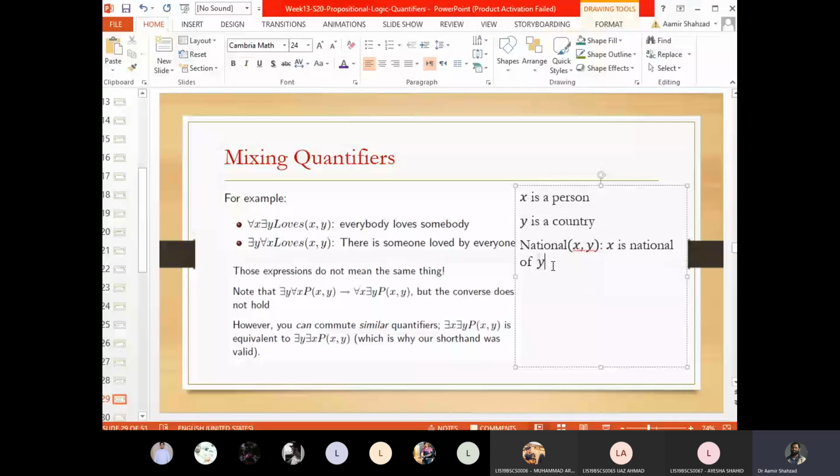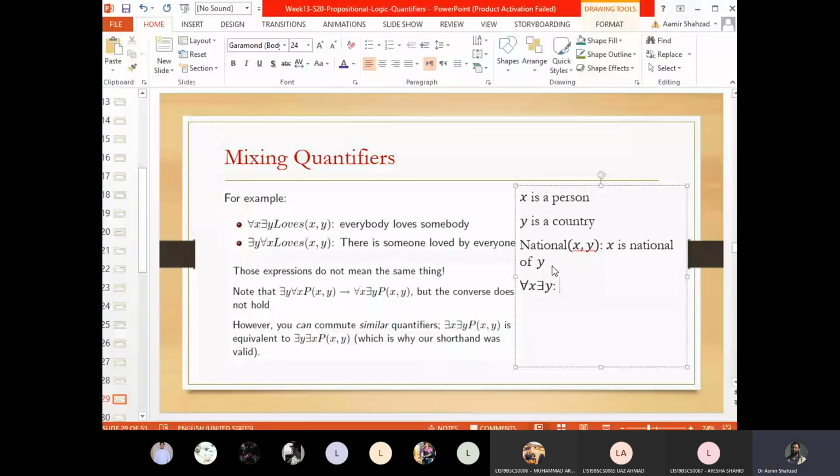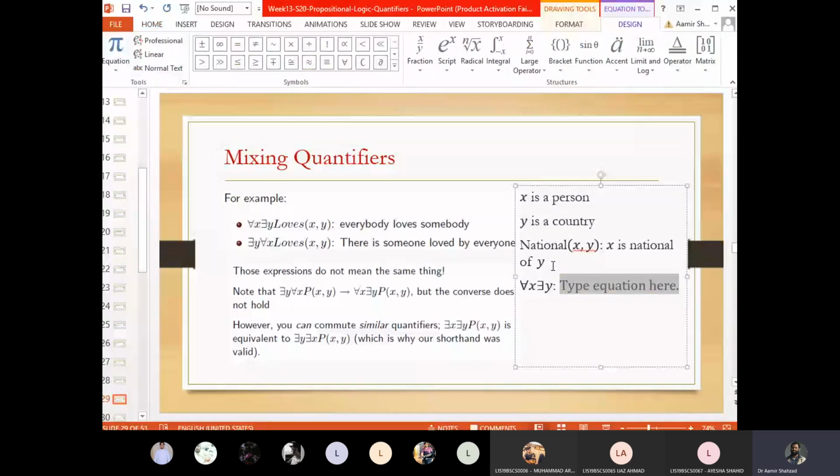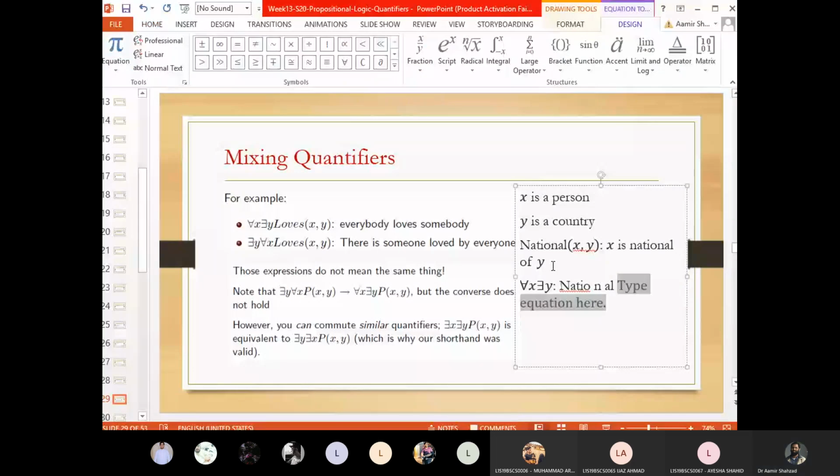So अगर हम यहाँ पे quantifiers use करें, we can give two statements and then look at their meanings. So for all X, everyone, there exists some country Y such that national XY.